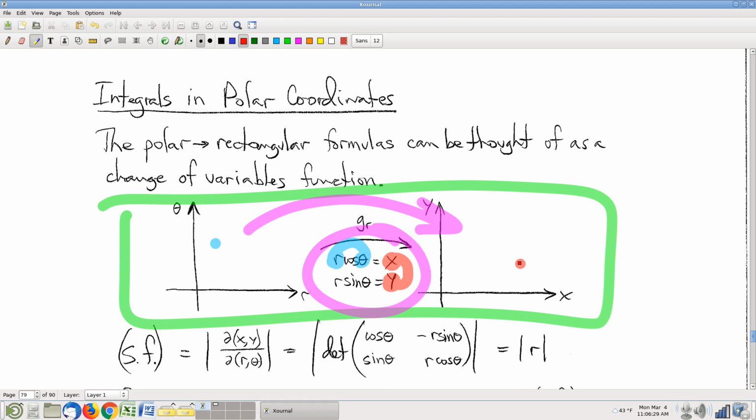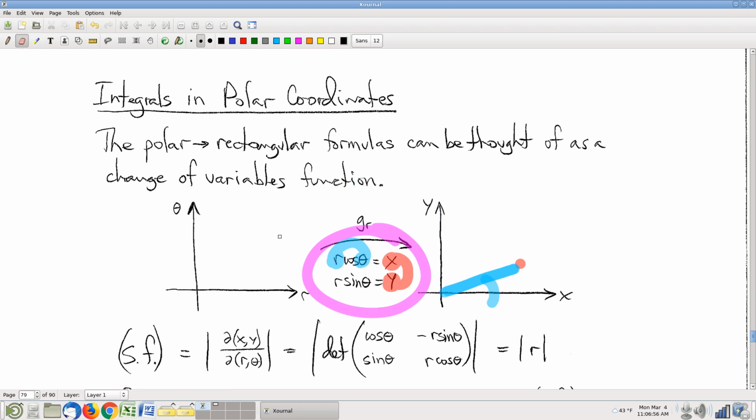So both of these are different ways of thinking about the same point, right? It's still, I mean, theta is still that and r is still that. But you can think of r and theta as being variables on their own little axis system over on the left. And this function goes from r theta space, you might say, into xy space.